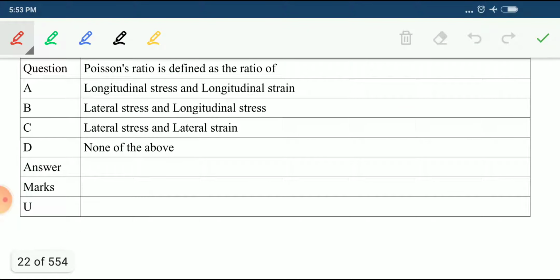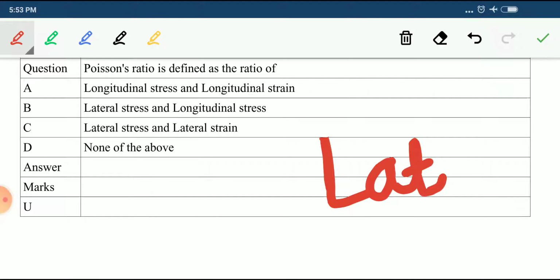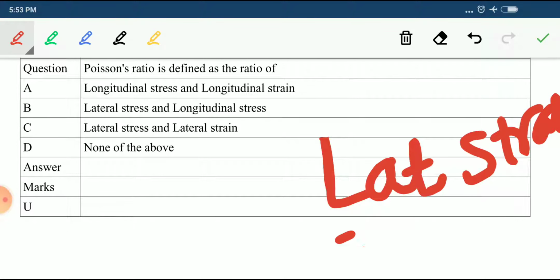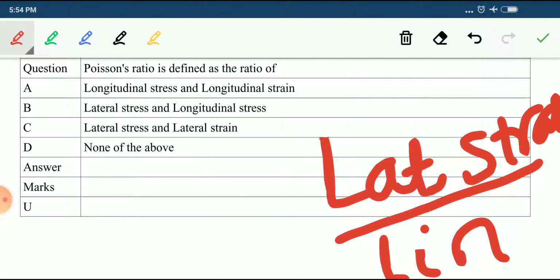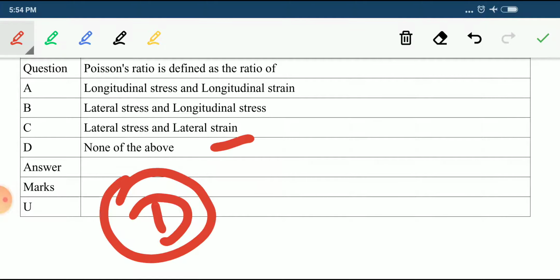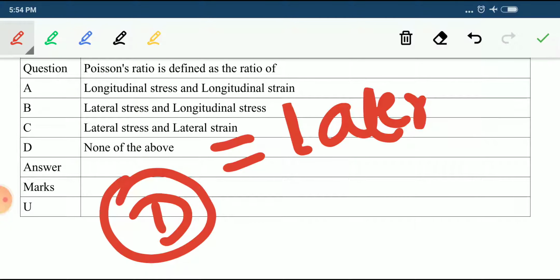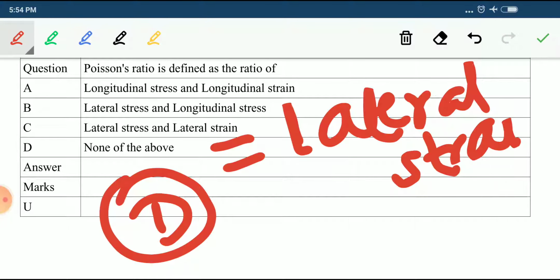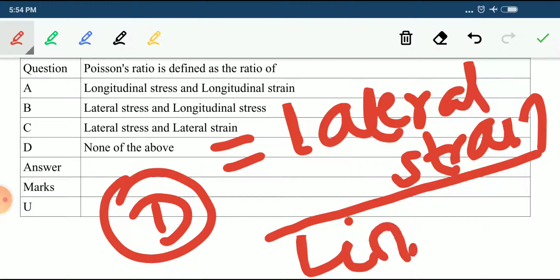Poisson's ratio is defined as, okay, already you know, Poisson's ratio means lateral strain by linear strain. Is there any option like that? Stress by strain? No. Stress by stress? No. None of these. Strain by strain should be there, lateral by linear. Which is the correct answer? D, none of the above. You remember the definition: lateral strain by linear strain is called Poisson's ratio.